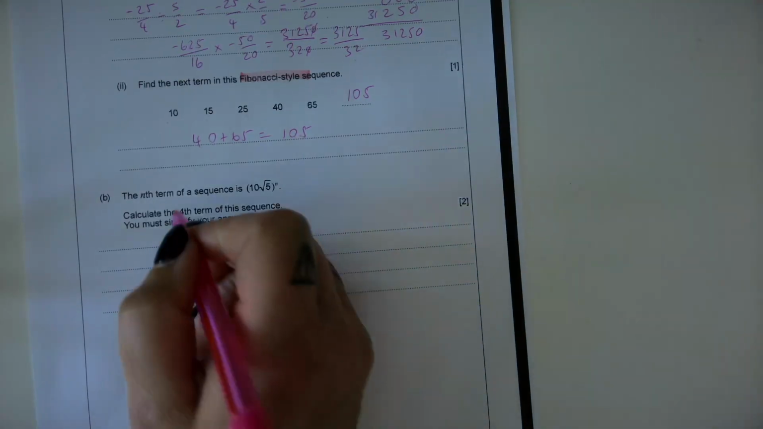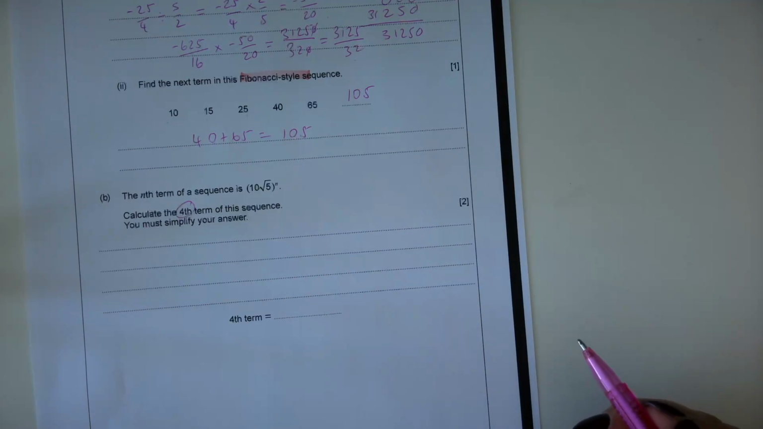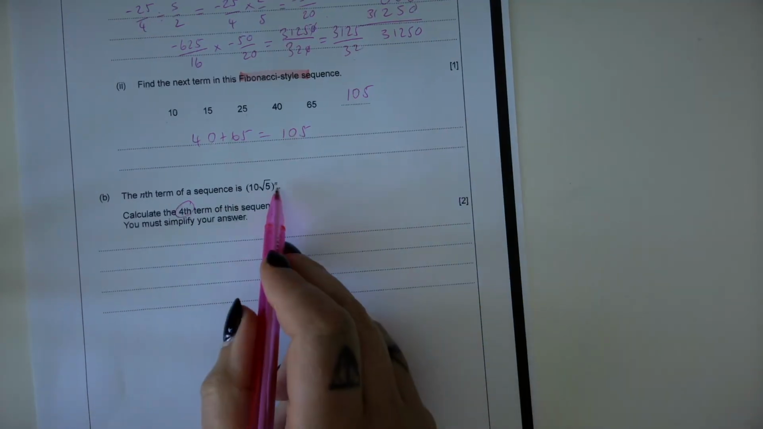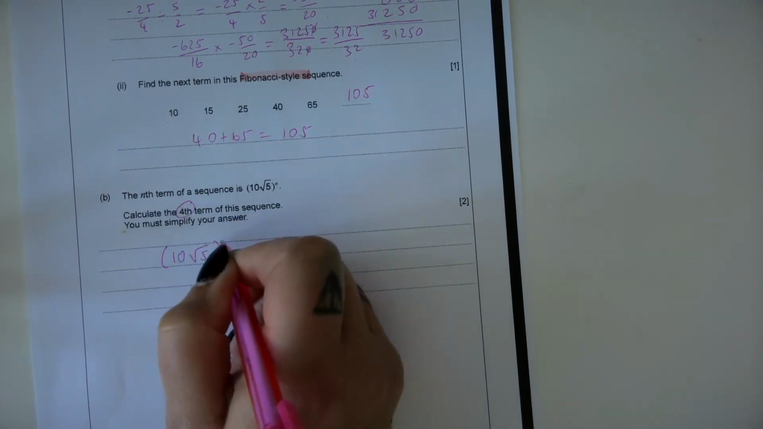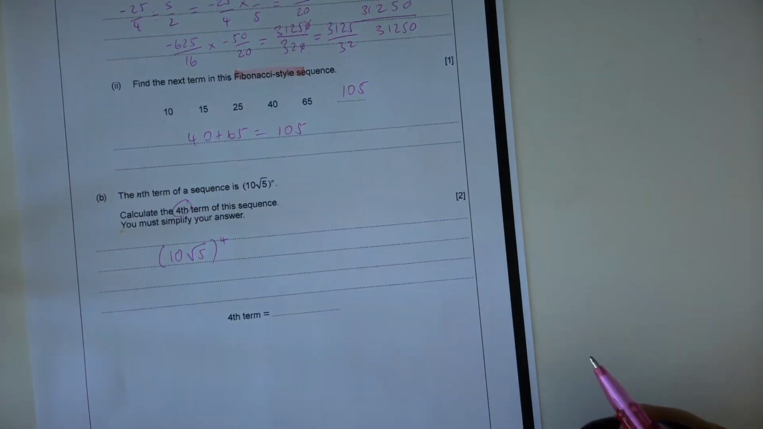Part B, the nth term of a sequence is 10 root 5 all to the power of n. Calculate the fourth term of this sequence. You must simplify your answer. So n is the term number. So we are calculating 10 root 5 to the power of 4.